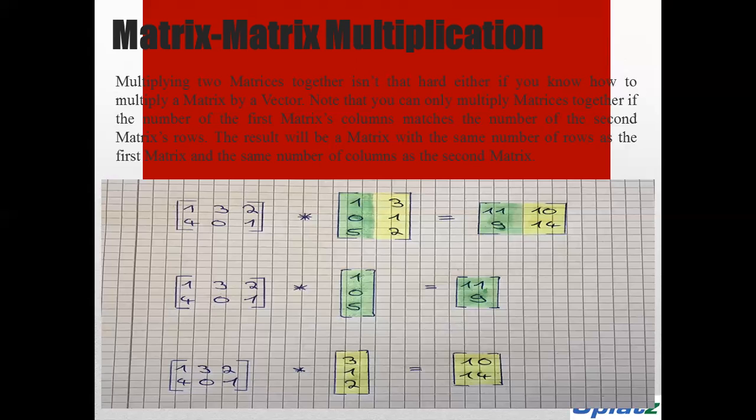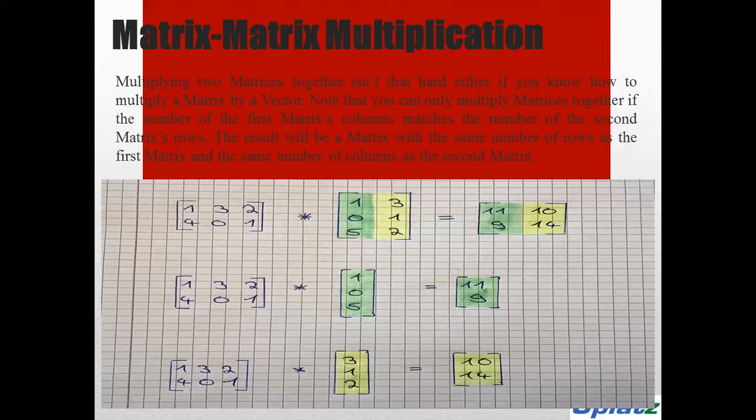Okay, so let's see if it's correct or not. The matrix multiplied by the first vector: 1 multiplied by 1, then 3 multiplied by 0 is 0, then 2 multiplied by 5 is 10.